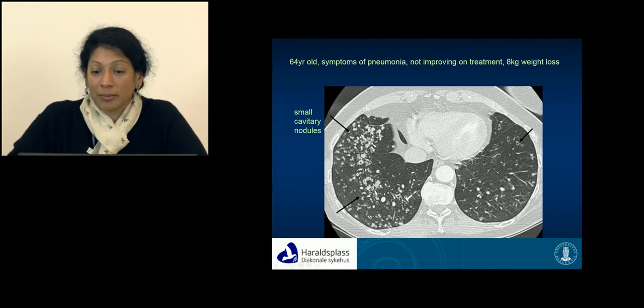Another patient, just an example of miliary tuberculosis, an elderly patient who had symptoms of pneumonia. Her GP had given her antibiotics. She had not improved, and she had 8 kilos of weight loss. Then on CT we found these small nodules with cavities, which were proven to be miliary tuberculosis.